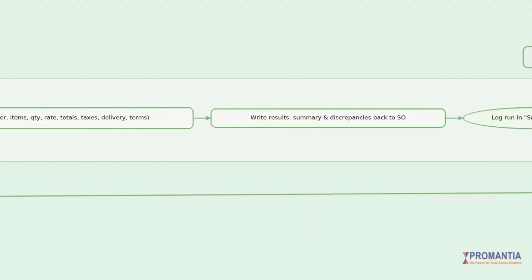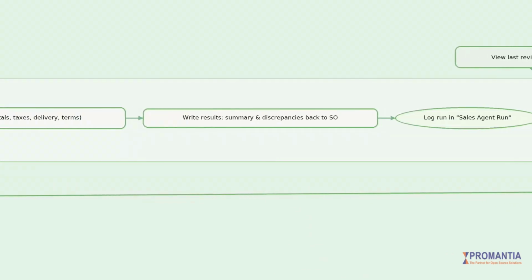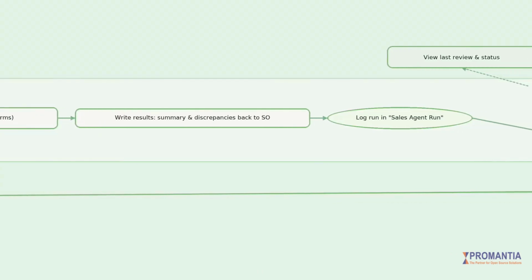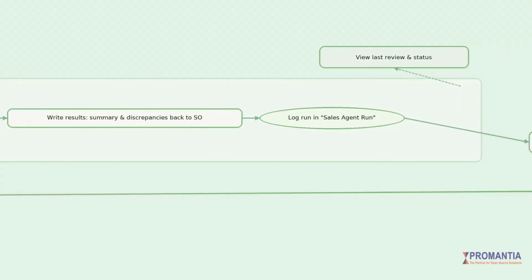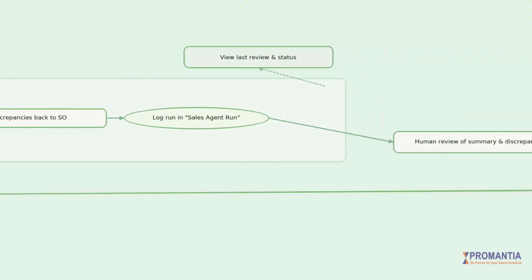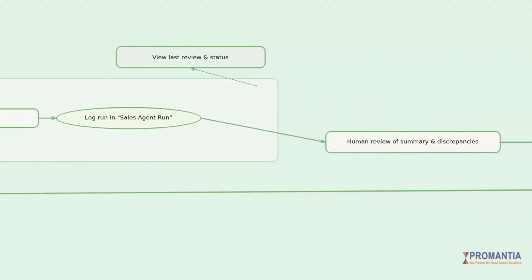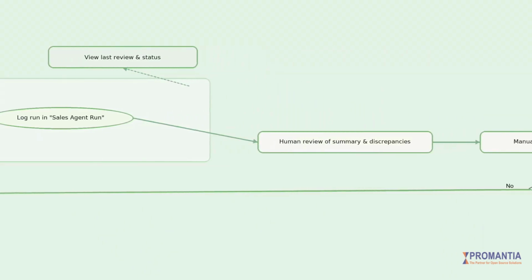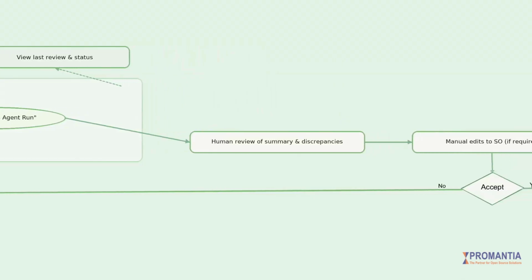It also creates a row for each run of a sales order, logging the errors and information during the run. Once this is done, the human review of the summary and discrepancies is done, and the required manual edits are performed by the team. Based on the requirements, this can be accepted or rejected.